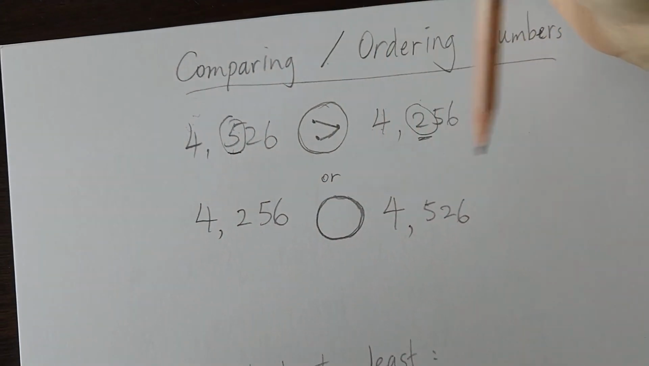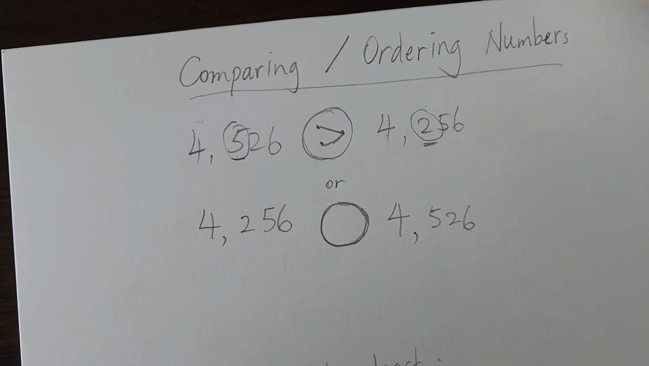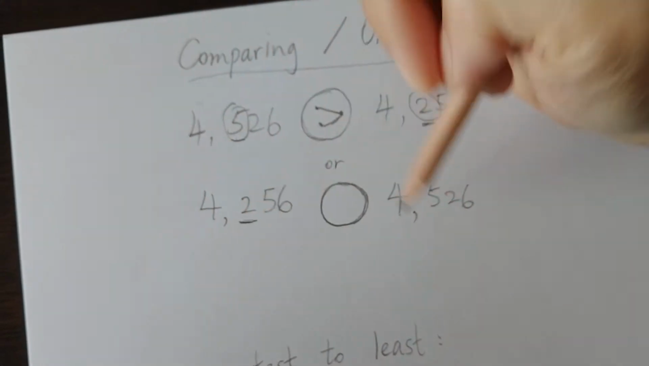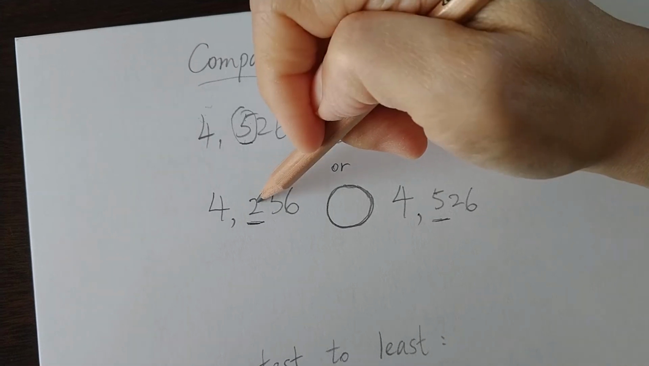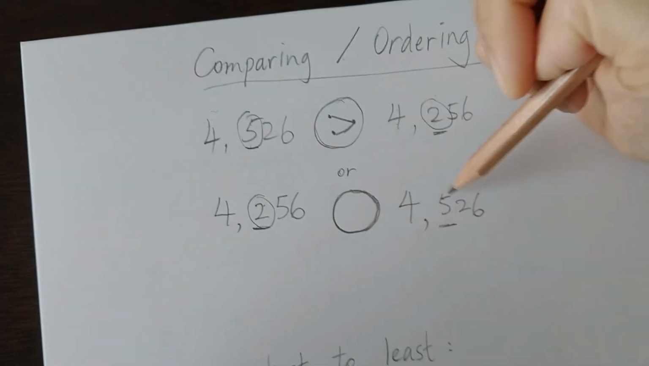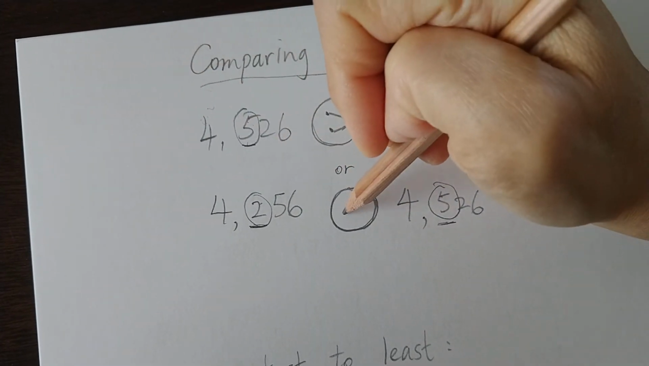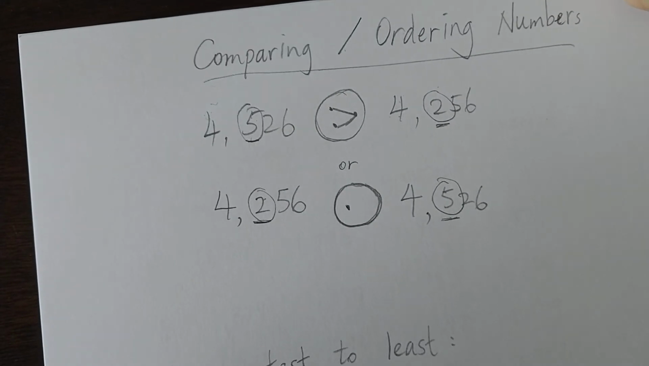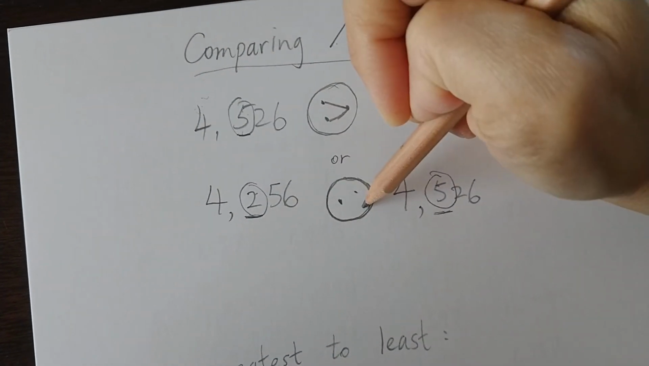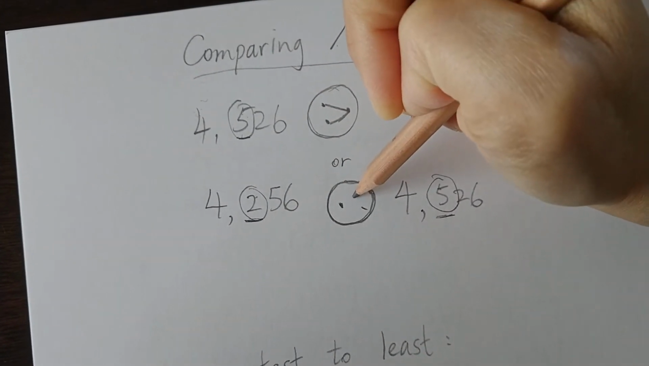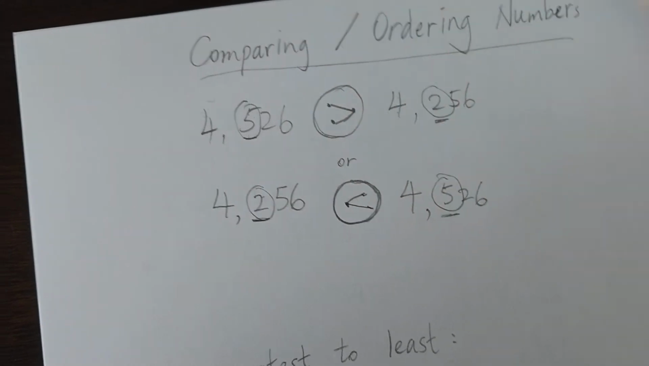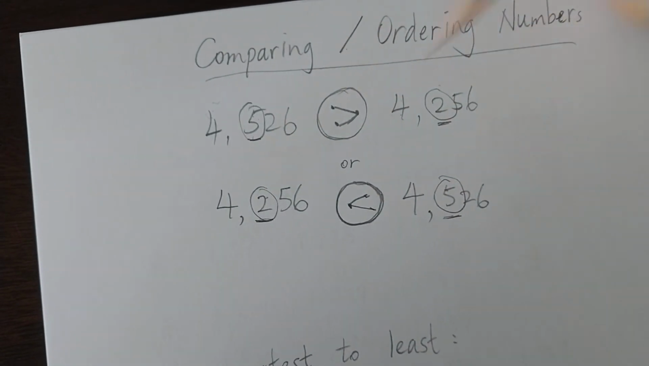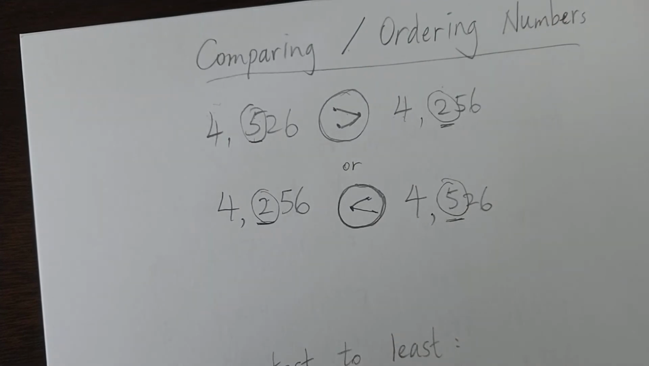These two numbers are exactly the same as the ones on top. This is 200, this is 500, and 200 is less than 500. So we're going to put 1 dot next to the smaller number and 2 dots next to the bigger number. We connect the dots, and this is the less than sign. Greater than and less than.